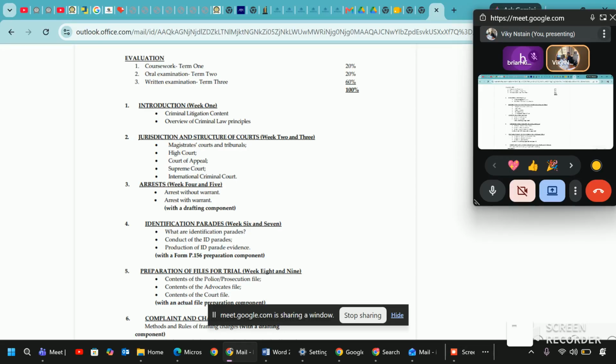And H, being the last one, whom the police officer has reasonable cause to believe a warrant of arrest has been issued. So in summary, these are the situations that you will be required to know whenever you're talking about arrest without warrant. Section 58 of the National Police Service Act. Okay?